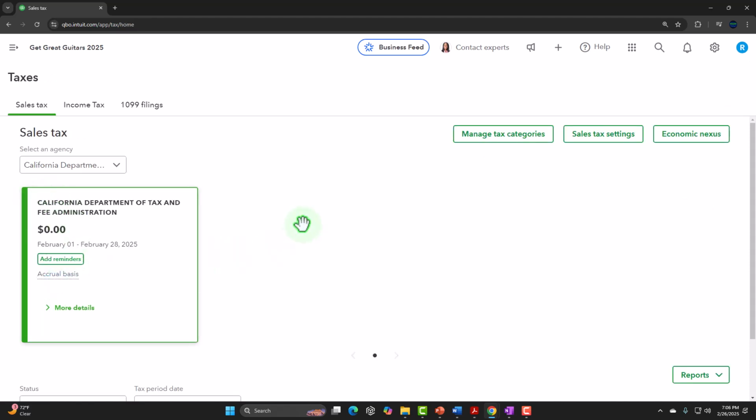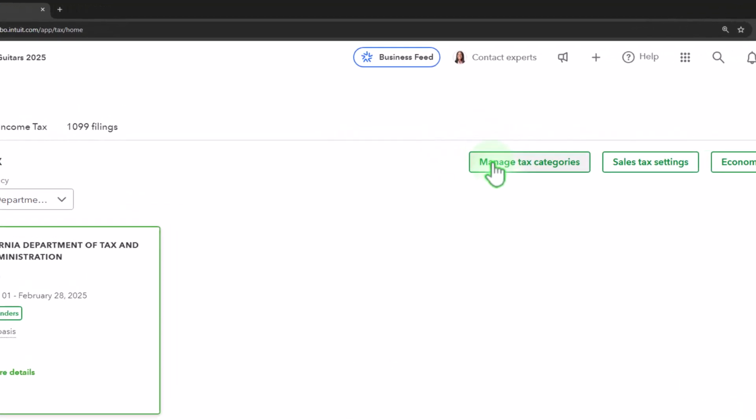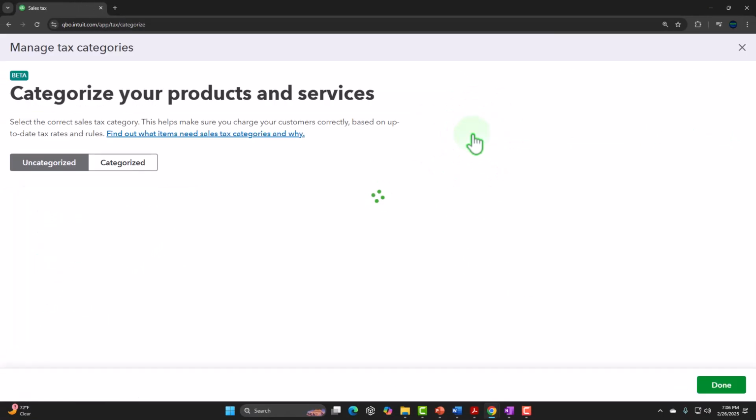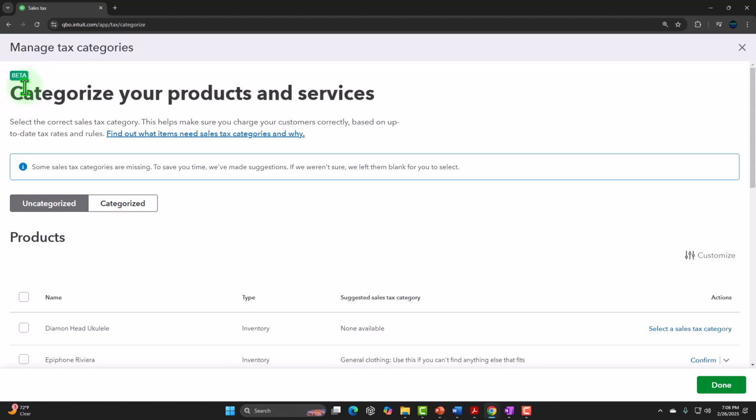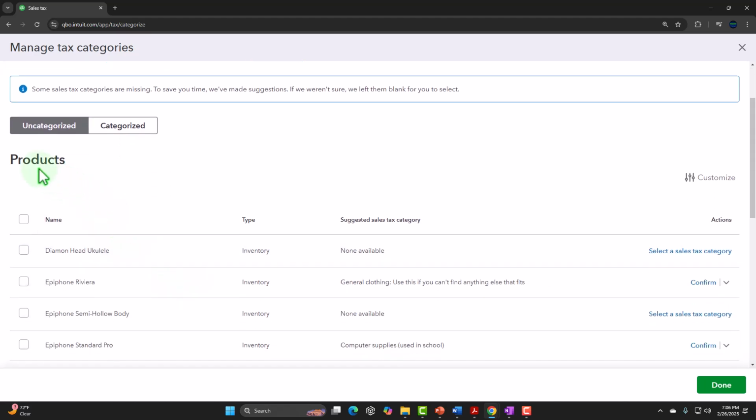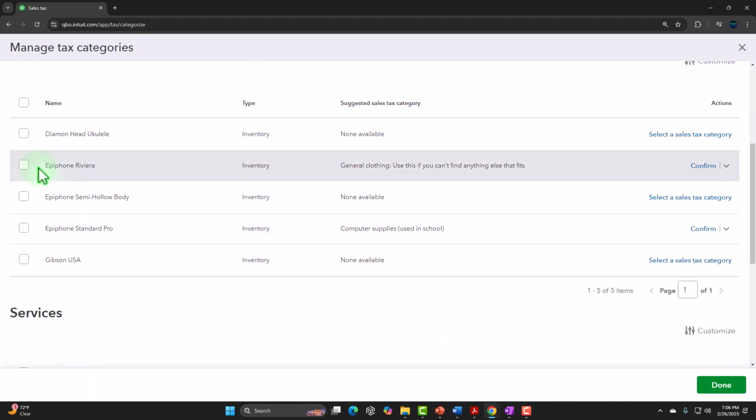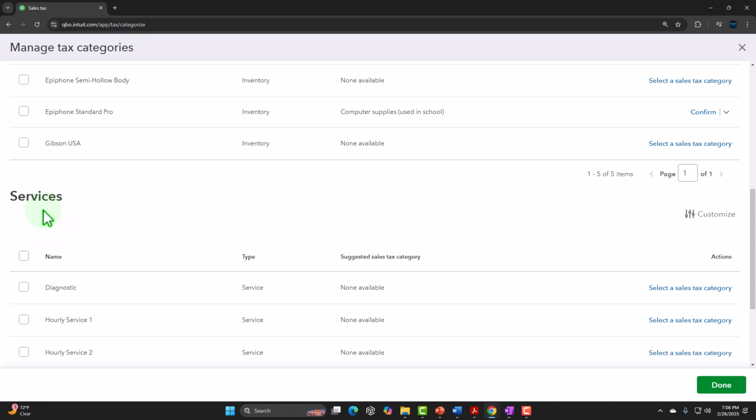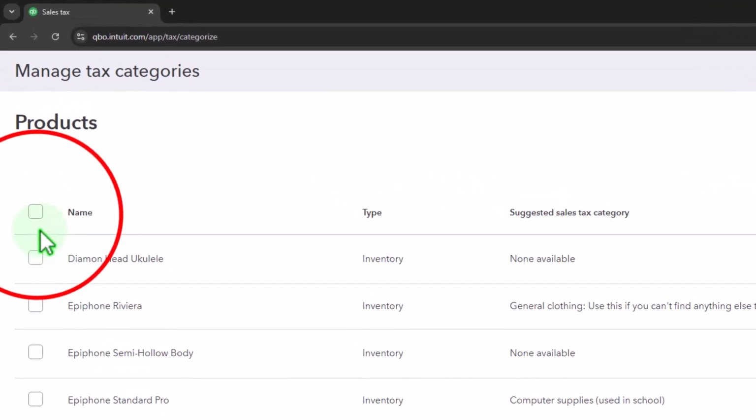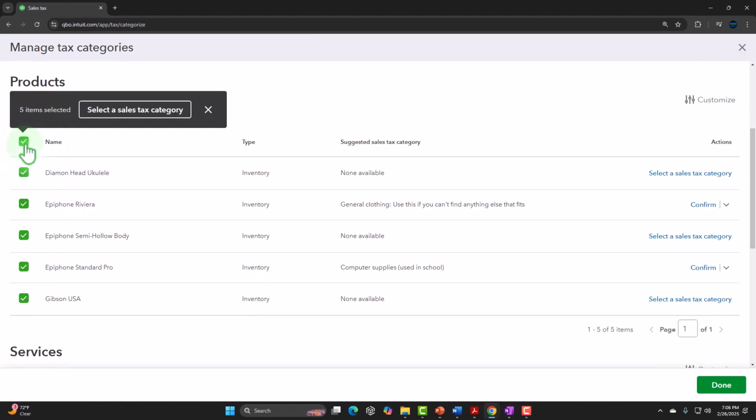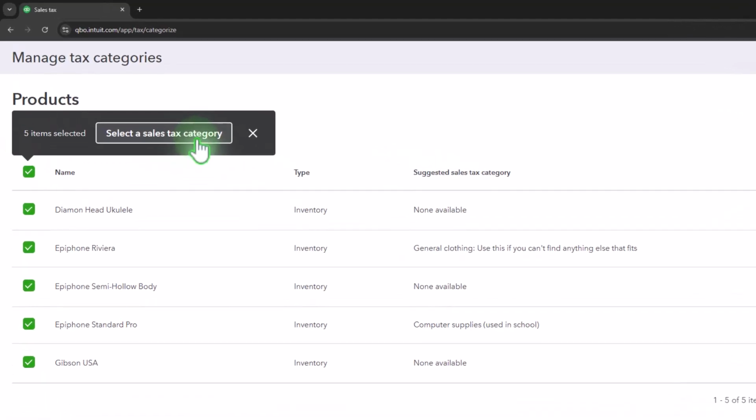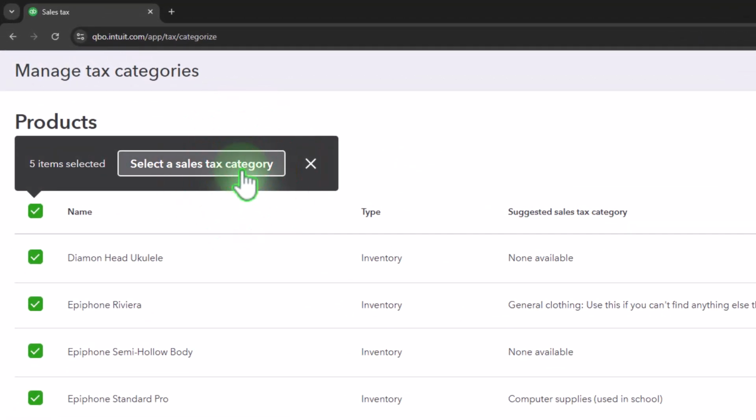Okay, so now we also have this item here which says manage sales tax category. I believe this is fairly new. It's in beta mode, but it's basically pulling in the items, breaking them out by products and services, which might make it a little bit faster for us to determine which of the items are subject to sales tax. So I'm going to say all of the products are subject to sales tax. So I'll check them all off, and then I'll select a category.